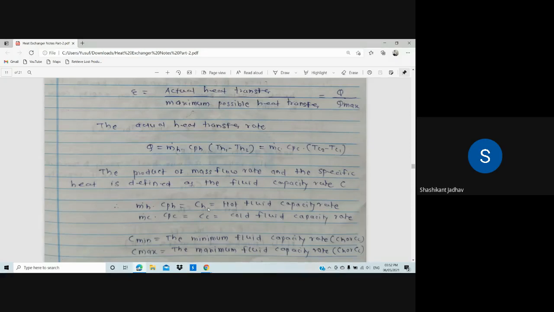Then at the next line we have to write C minimum. Suppose we have to consider one problem. In that problem they have given the two values of the heat capacity, that is, the hot fluid capacity and the cold fluid capacity. Then the minimum value of the two, suppose Ch is 100 and Cc is 50, we consider. So at that time Cc is nothing but C minimum and Ch will be C maximum.